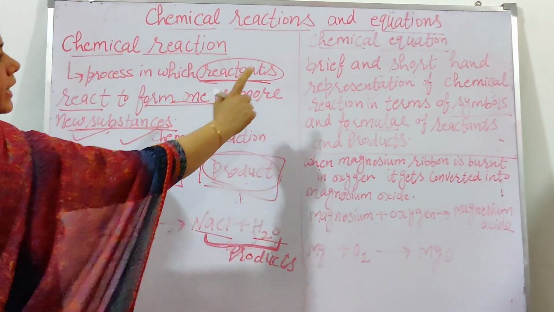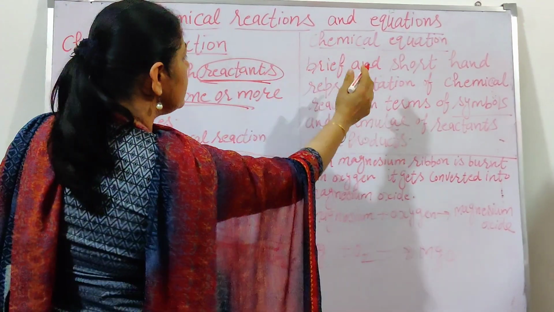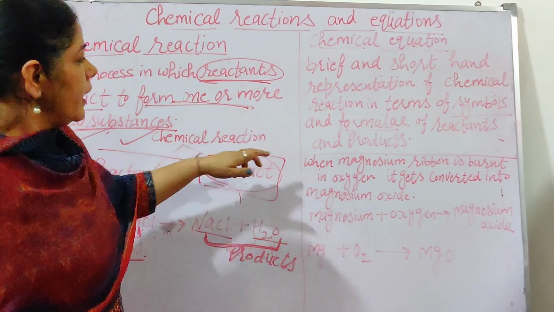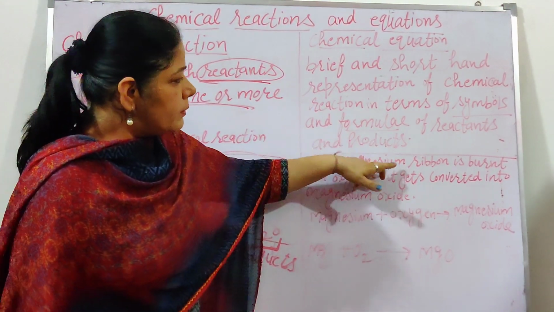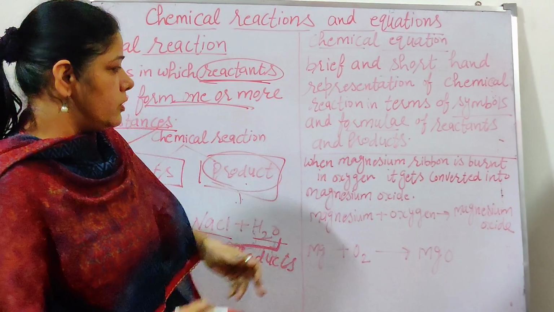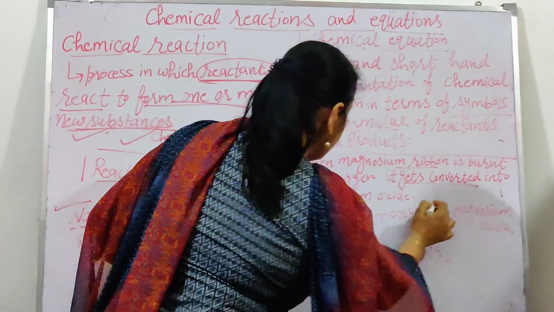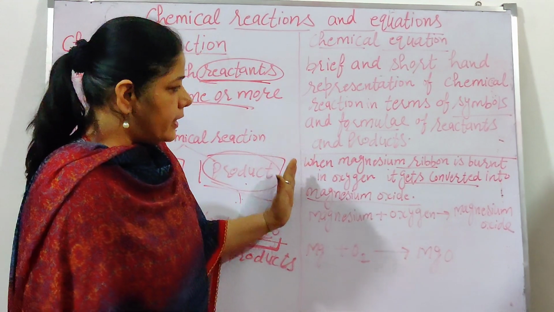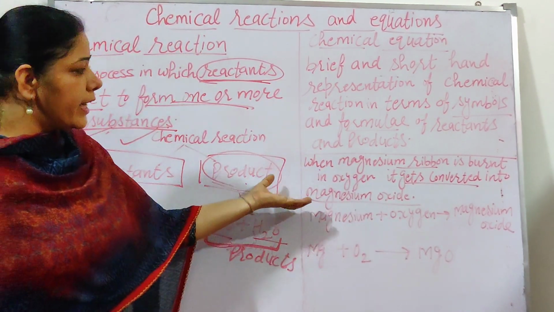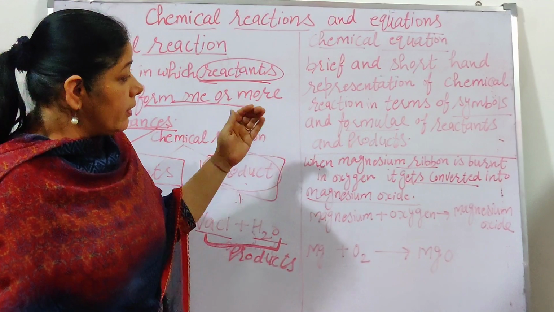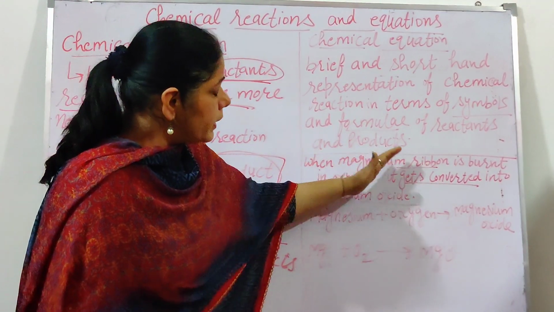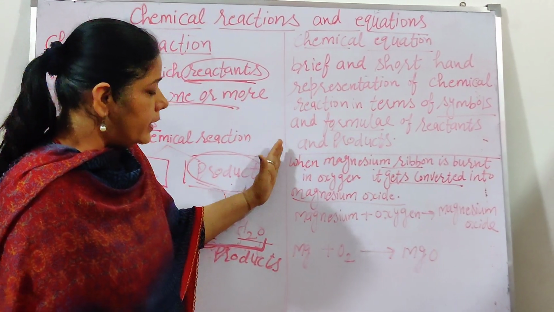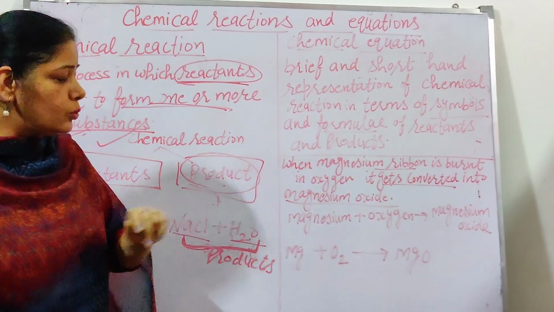Now the next is chemical equation. I will explain it with the help of one example. For example, if I say when magnesium ribbon is burned in oxygen, it gets converted into magnesium oxide. Now when I speak this sentence, it means a chemical reaction takes place, but it is very lengthy to speak all the reactions. That's why we can represent this chemical reaction in two ways.